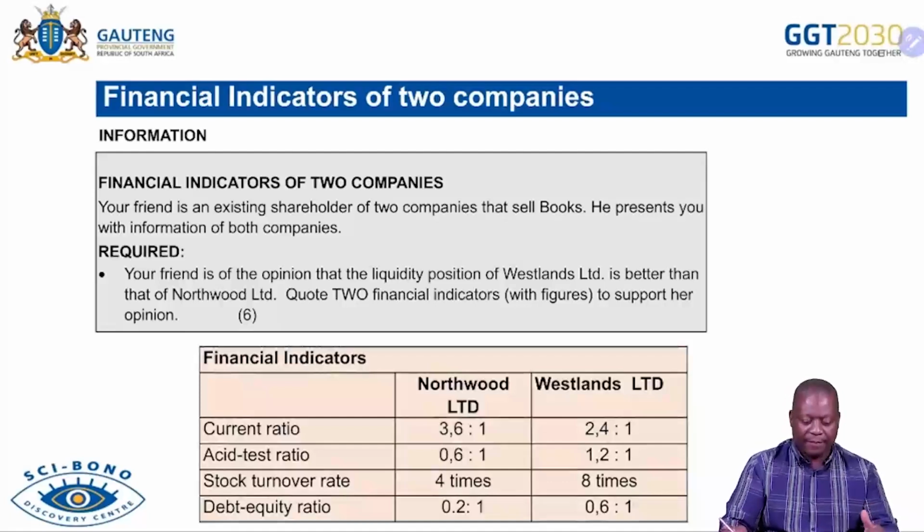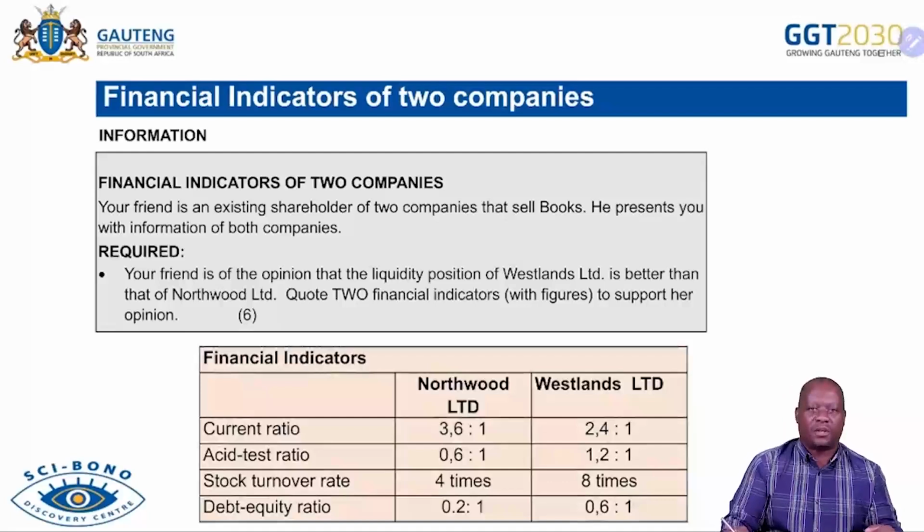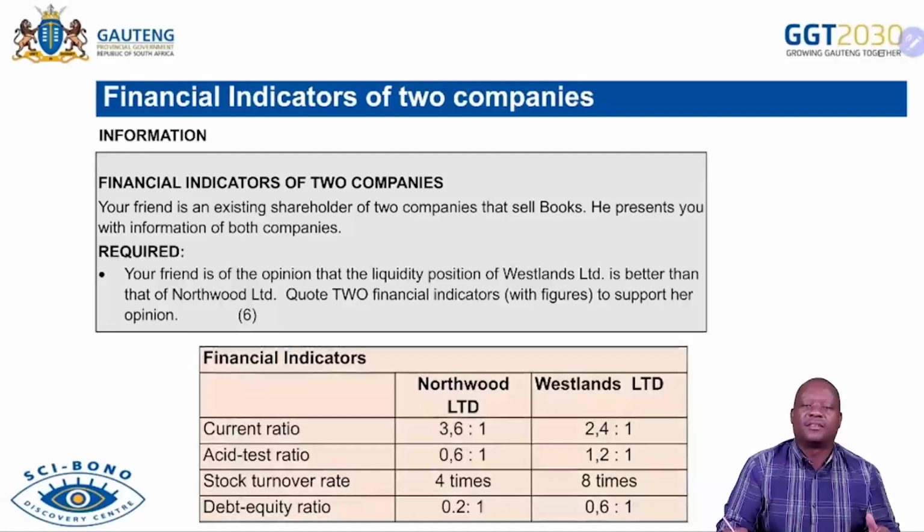Let's see. I can see what you said. Current ratio, correct. Yes. Acid test ratio, that's good. Stock turnover rate, you are still okay. But if you say debt equity ratio, then you are not right. So the first three are our liquidity indicators.